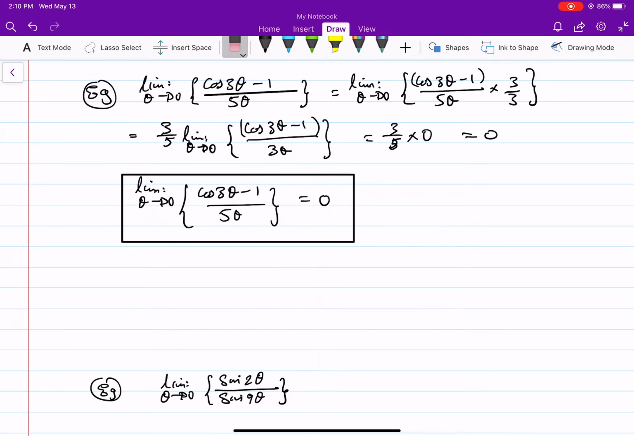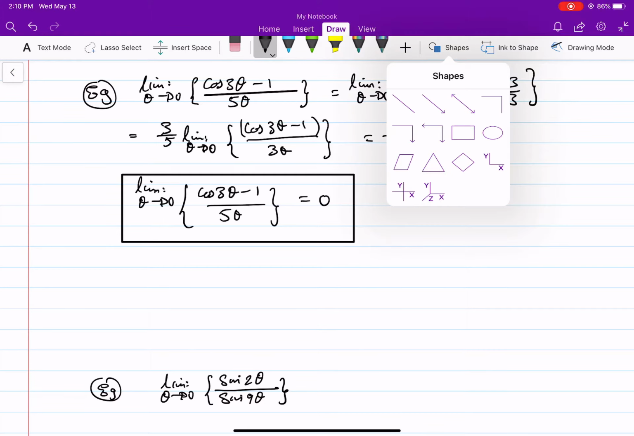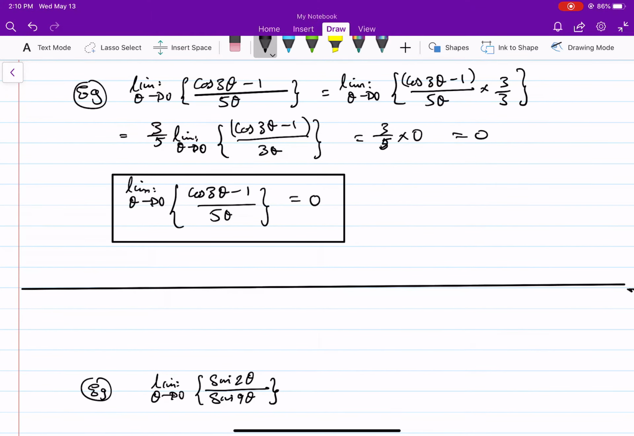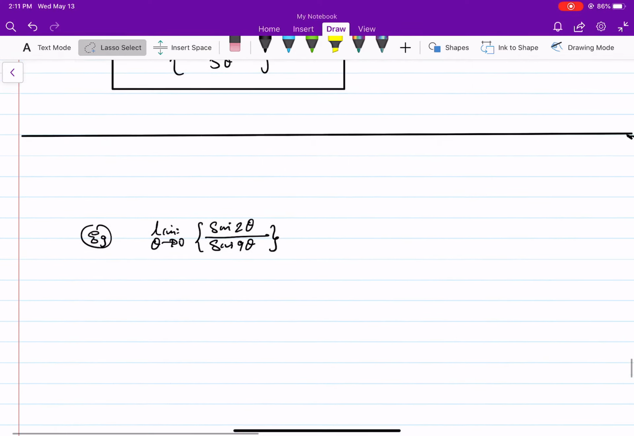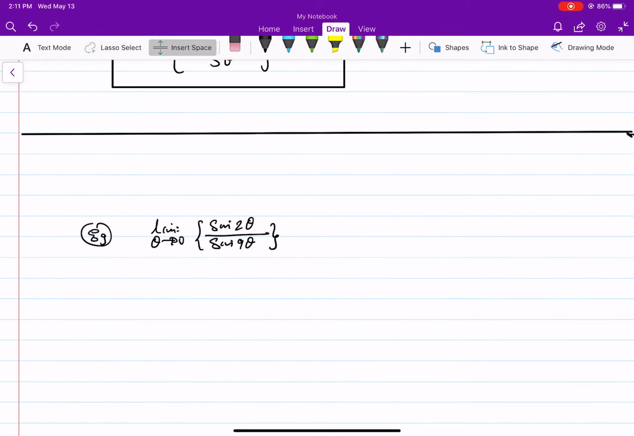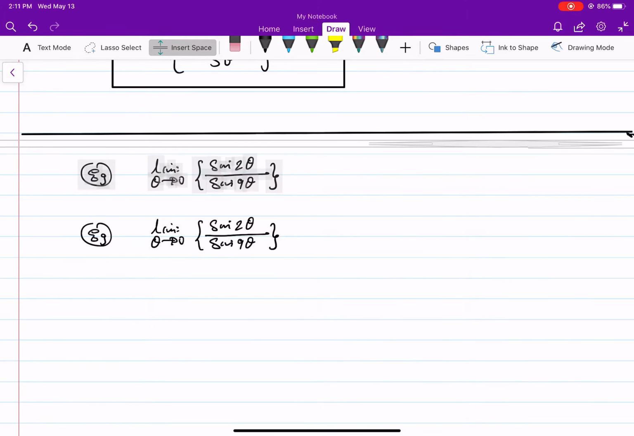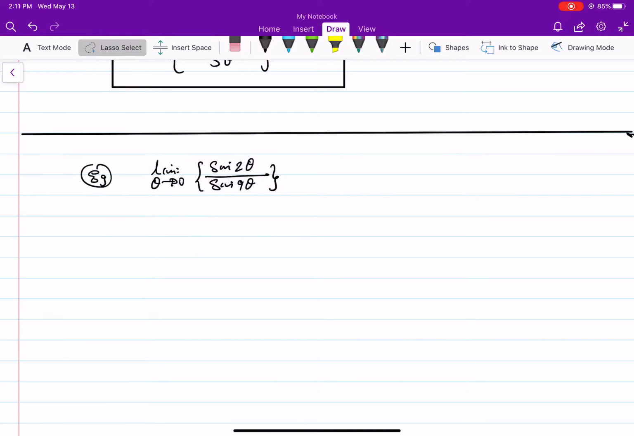All right, let's try the next one. This is an interesting one, isn't it? Let me pull it up a little bit. I need all that space on top there. Voila. The limit as theta approaches 0 of sine 2 theta divided by sine of 9 theta.